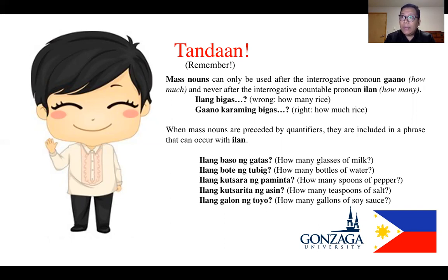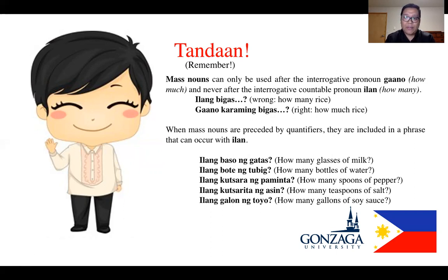Right? Because when you say how many, that means the word next to it should be countable. Right? You should be able to count the word next to it. So, if the word next to the interrogative pronoun is, let's say, a mass noun, something that you cannot count, you have to use gaano or how much. So it's wrong to say ilang bigas, right? Because you're asking how many rice, and rice is uncountable. So instead, you say gaano karaming bigas or how much rice. Okay, so we use gaano, and then we added karami to mean much, and then bigas, rice.